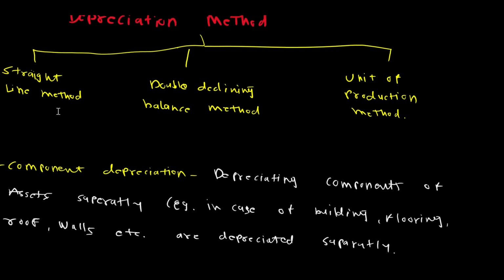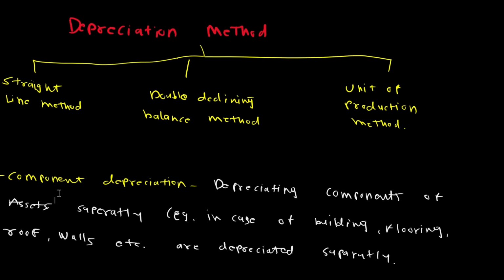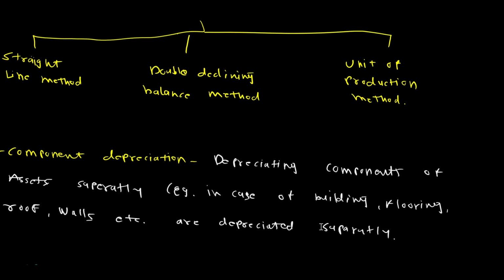And there is one concept called component depreciation. Component depreciation means depreciating components of the asset separately. For example, in the case of a building, you depreciate flooring, roofs, walls, etc. separately. For example, you depreciate 10% in the flooring, 5% in the roof, and 50% in the walls.